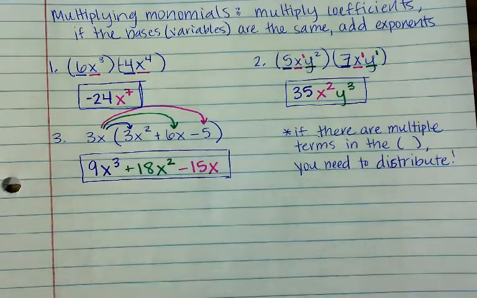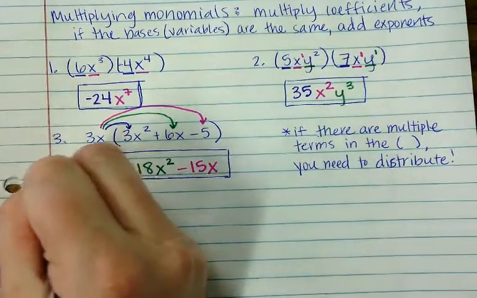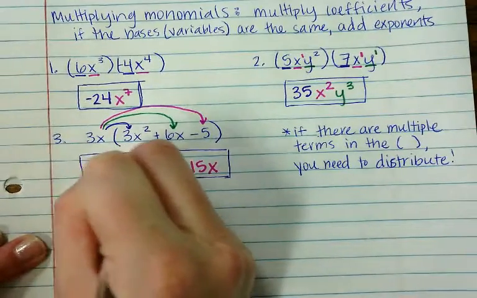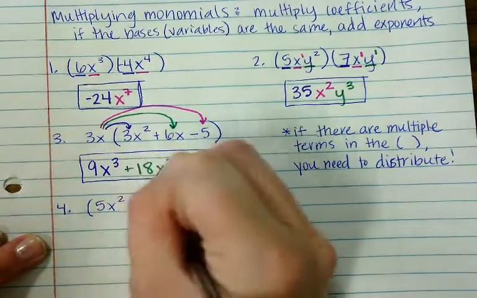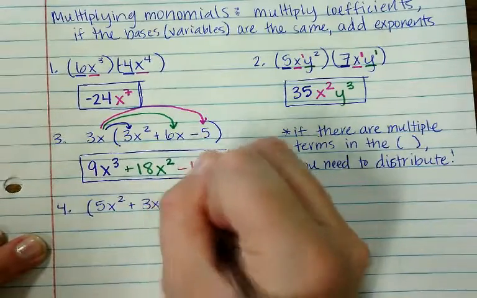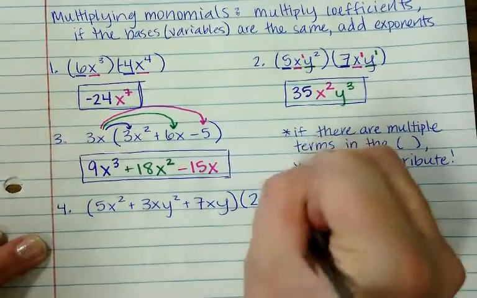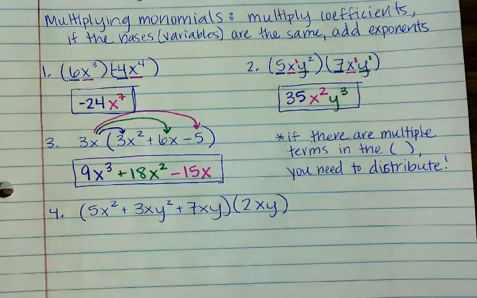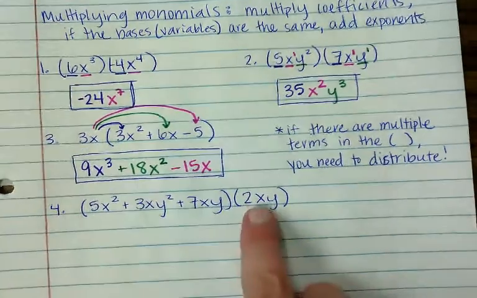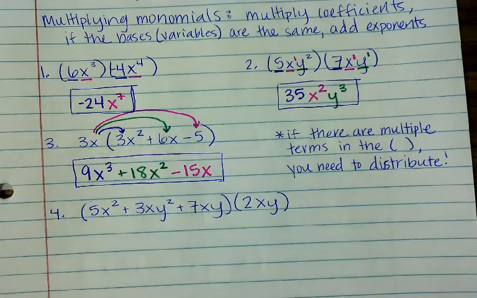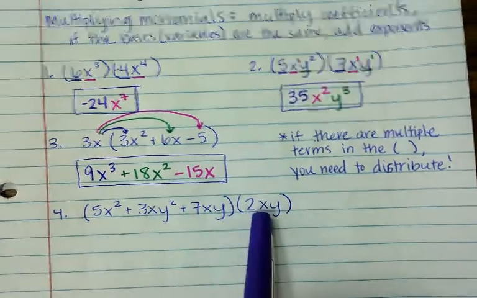Okay? So now I'm going to take a look at our next one here. And let's go ahead. This is going to be 5x squared plus 3xy squared plus 7xy times 2xy. So now, it might look a little bit funny, but my monomial is here at the end. My trinomial is in the front. You're still going to do the same thing, y'all, but we're just going to do it from the right side instead of doing it from the left side.